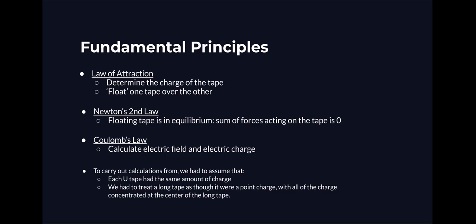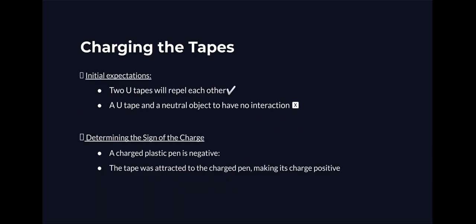Before continuing, we must note that several assumptions were made in this experiment. First, we had to assume that each charged tape had the same amount of charge. We also had to treat each tape as a point charge, with all of the charge concentrated at the center of the tape. Now that we have established the basics, we can begin looking into the results of the experiment.